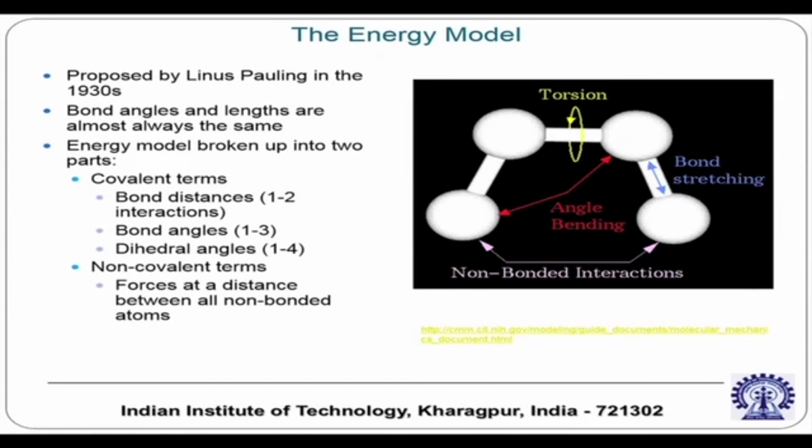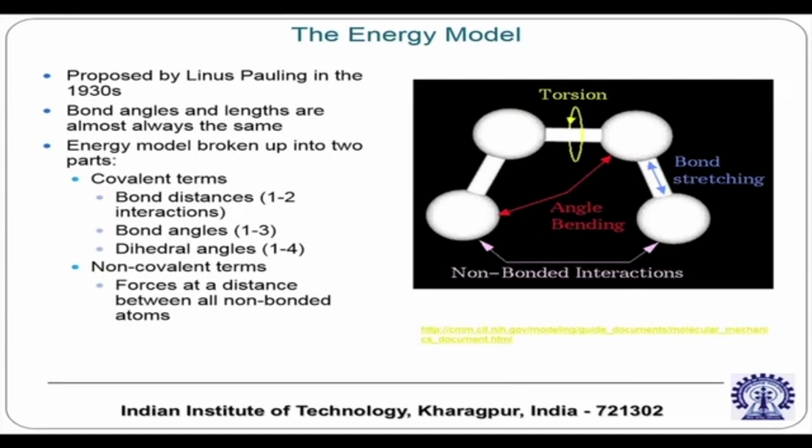Now in the potential model, when one considers the chemical bonds, there are different functions which are possible which can model the chemical bonds. This model of chemical bonds was proposed by Linus Pauling in the 1930s, and this is one of the big landmarks in chemistry. Bond angles and lengths are almost the same, and the energy model can be broken up into two parts: the covalent terms and the non-covalent terms.